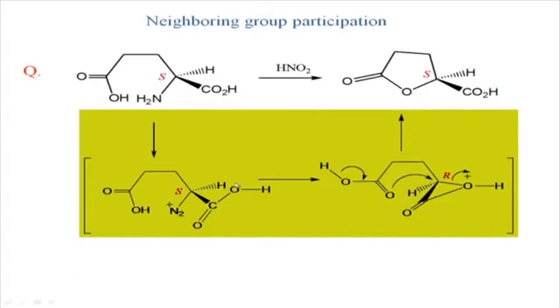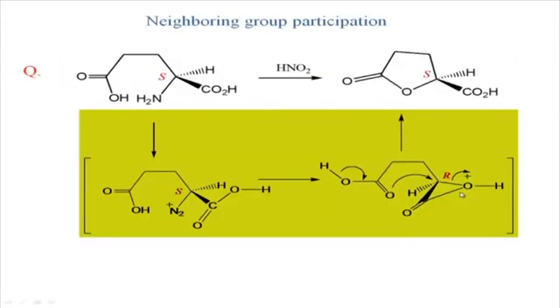Now this oxygen acts as a nucleophile and attacks this carbon, and the nitrogen goes off. So that forms an alpha lactone. In this case, you can write OH plus because it is not a basic medium; it is an acidic medium. So the plus charge is still on the oxygen, and then the lactonization. This alpha lactone is replaced by a gamma lactone because that is more stable. So this is lost, and that acts as a nucleophile, attacks the carbon, and this carbon-oxygen bond is broken.